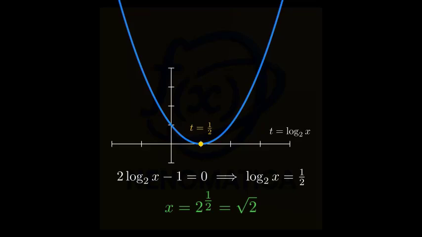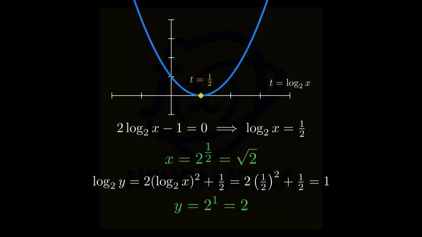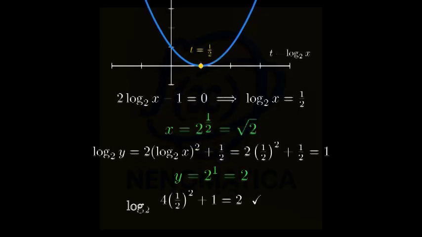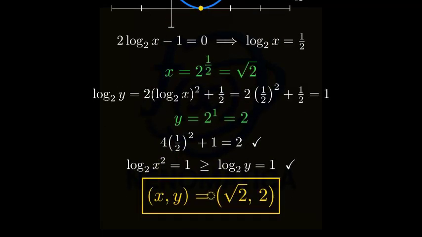Now, compute y using the expression we isolated earlier. Log base 2 of y equals 2 times 1/2 squared plus 1/2, which simplifies to 1. Hence, y equals 2 to the first power, which is 2. A quick check confirms the pair satisfies both statements. In the equation, 4 times 1/2 squared plus 1 equals 2 times 1. In the inequality, log base 2 of x squared equals 1, which is indeed greater than or equal to log base 2 of y, which is also 1. Therefore, the unique solution to the system is the ordered pair (square root of 2, 2).